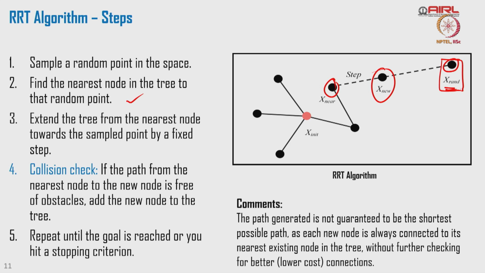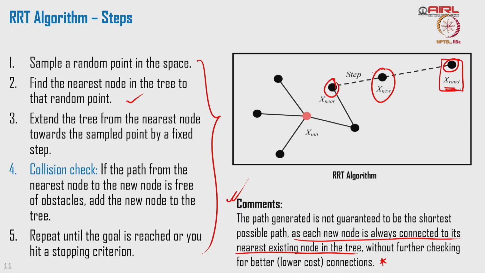However, there is a comment: the path generated is not guaranteed to be the shortest possible path, because that kind of optimization is not there inside the steps. Each new node is always connected to its nearest existing node in the tree, but while doing that, whether it is a part of the shortest path or not is not being checked. So, the optimization criteria are not being included here.